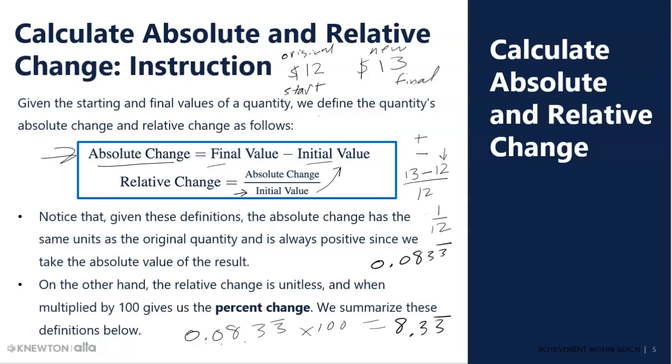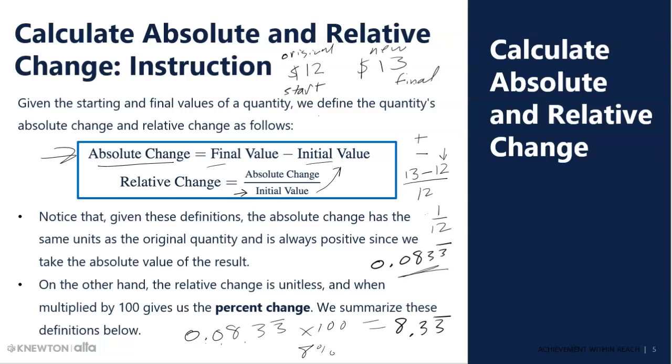Now that 3 goes on forever. Now if we were told to round to the nearest percent, we would say 8. If we were told to round to the nearest tenth of a percent, and notice you round to the percent after you find the percent. You don't round here and then find the percent. If you're dealing with a percent and they say round to the nearest percent, it's 8. If you rounded here, you'd get 0. You have to find the percent first and then round that.